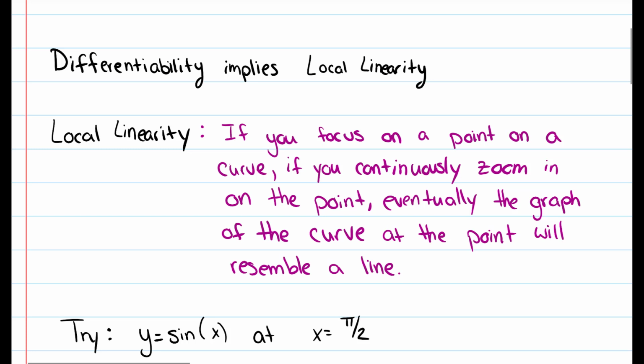If you focus on a point on a curve and you continuously zoom in on the point, eventually the graph of the curve at a point will resemble a line. What this means is if we zoom in over and over again, even a curve will start to resemble a straight line. This is why we're able to find a tangent line at a point, because if we get infinitely close, we actually see that horizontal, vertical, or slanted line that we're talking about with the derivative.